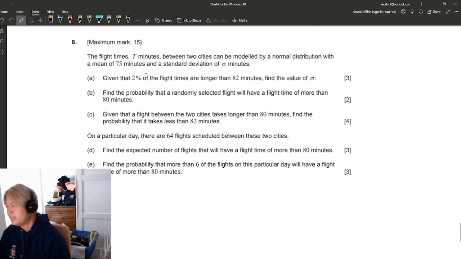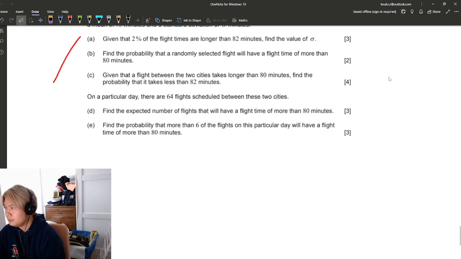Let's hurry this up. Flight times, T minutes, can be modeled by a normal distribution with a mean of 75 and a standard deviation of sigma. We don't know sigma, so we'll probably need to find sigma, which means we'll need to standardize this. Given that 2% of flight times are longer than 82 minutes, find the value of sigma. Okay, so here we go.